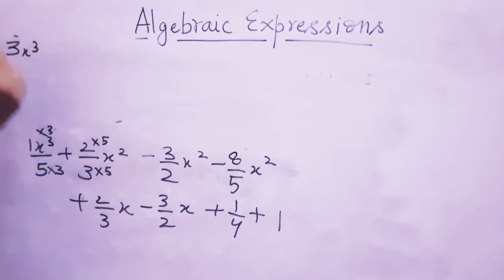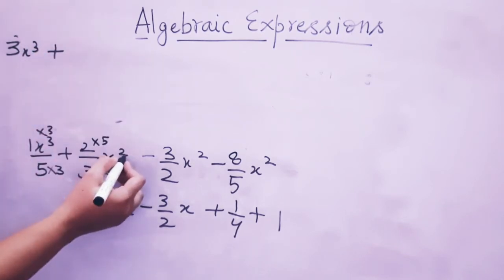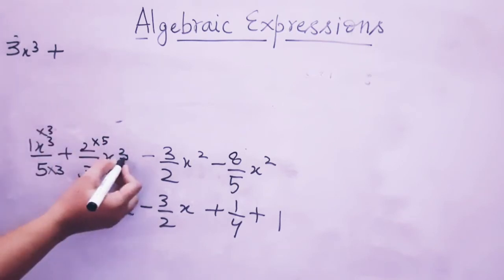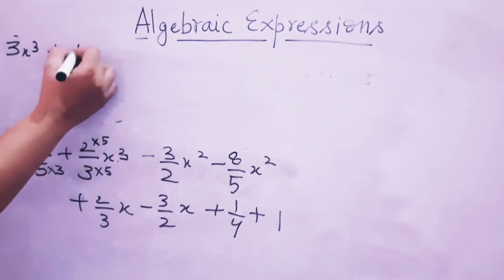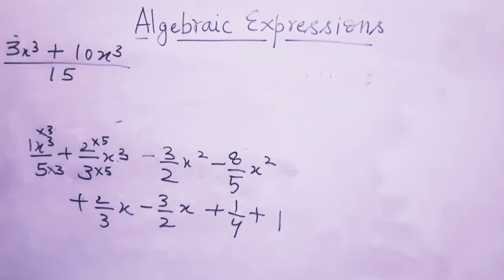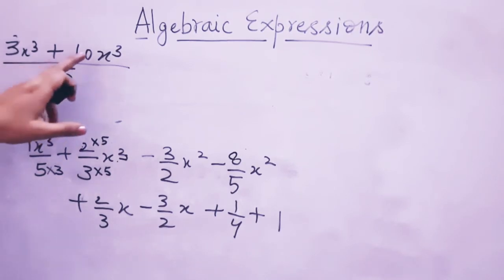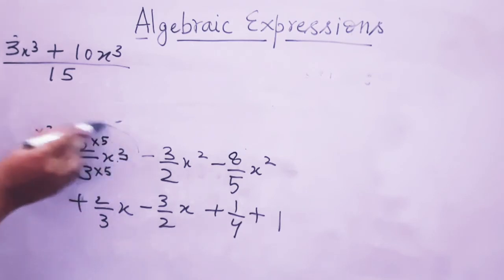So 3x cube plus 2 5s are, sorry, यहाँ पे आपका cube आएगा, मैंने by mistake x square लिख दिया था. 2 5s are 10. So 10x cube upon 15. I have retained a common denominator. Okay, 3x cube plus 10x cube upon 15. I have solved this much of the question.